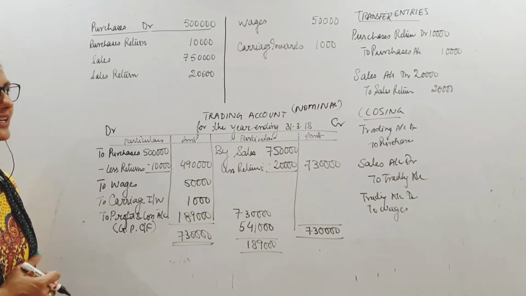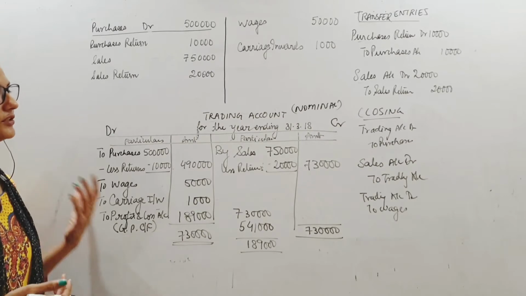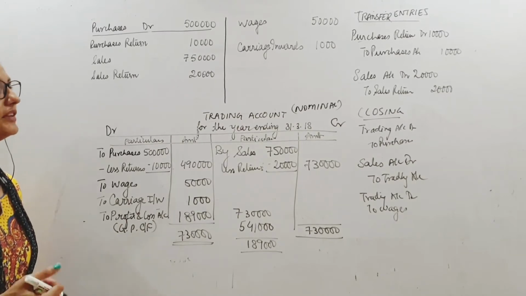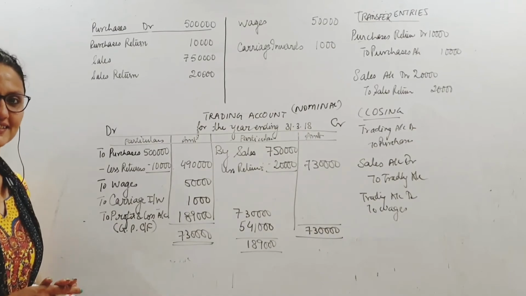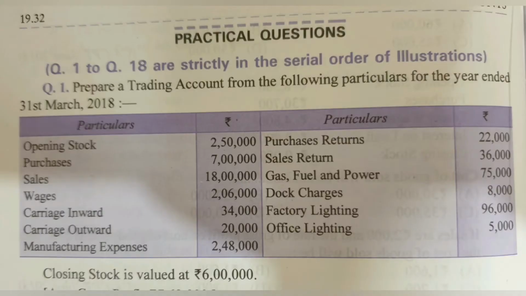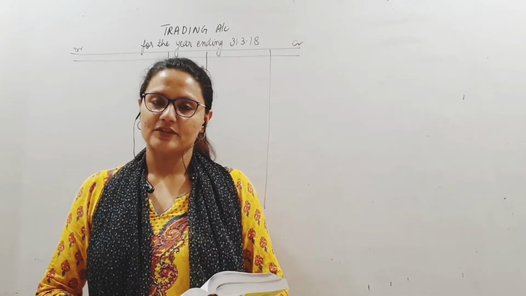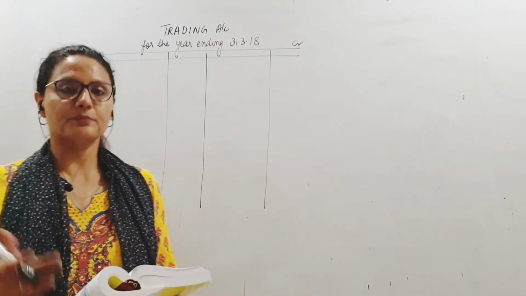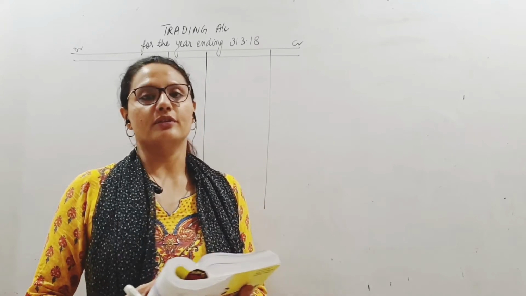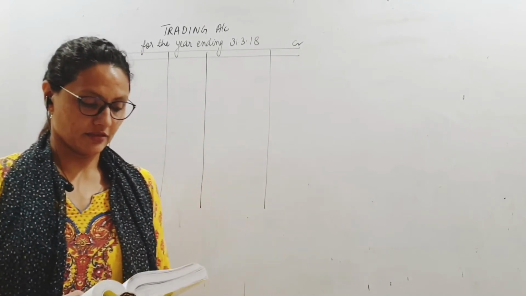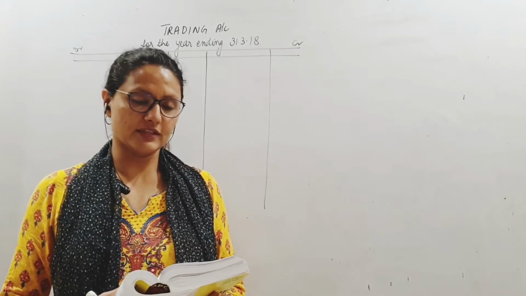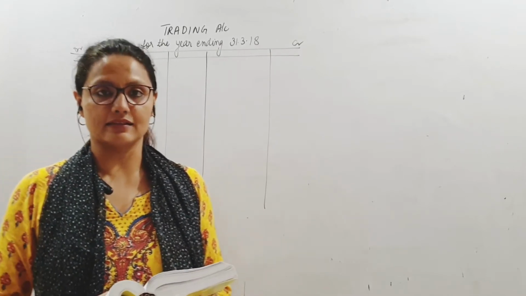Alright. So we will take a small sum on this so that you are clear with how to go about it. We will also discuss what to do with the closing stock. Alright. So see the sum. Okay, so you've seen the sum. The sum says prepare a trading account from the following particulars. You have been given a certain list of income and expenses, and at the end of it, it's also given closing stock is valued at 6 lakhs.